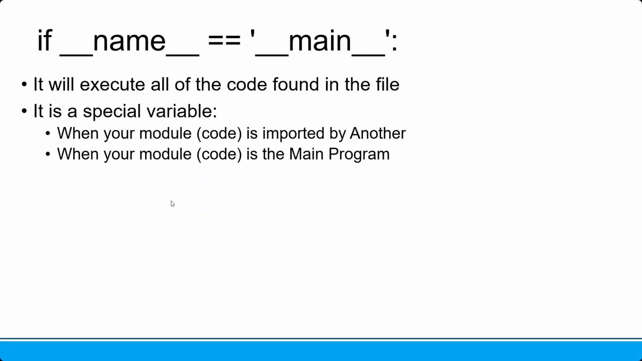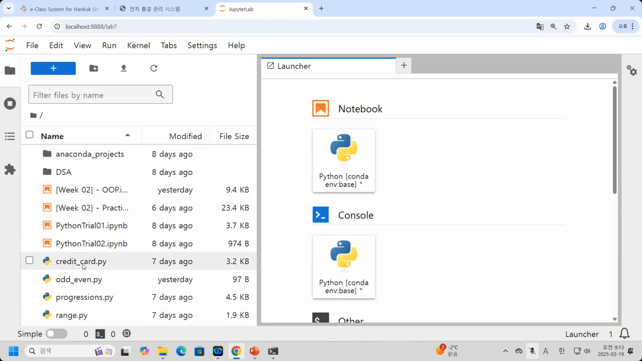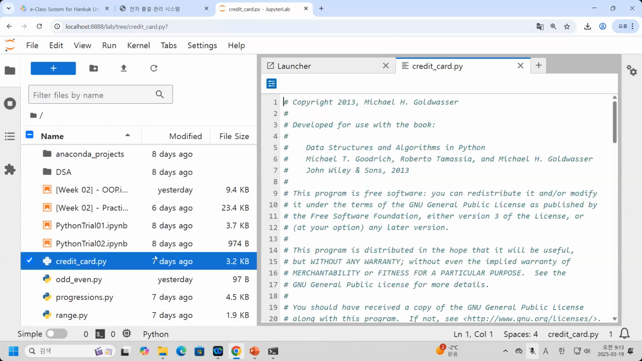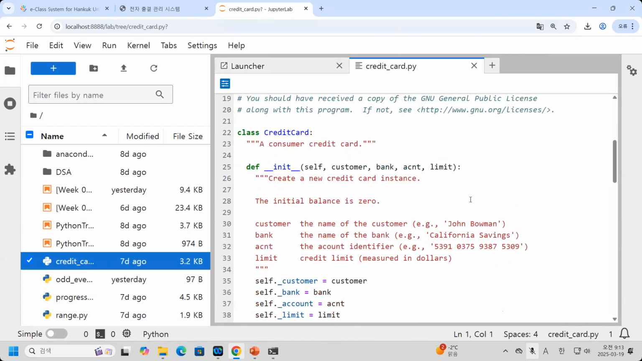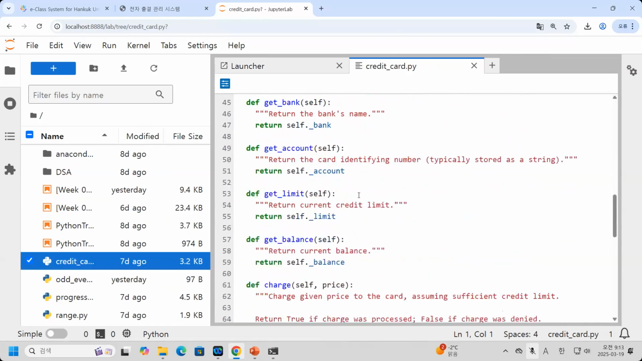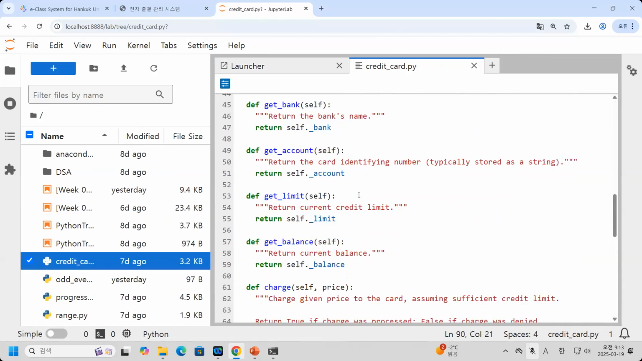So let's see. I give you the credit card code. So this is from the book that I recommend about data structures and algorithms. I think I will copy and paste.